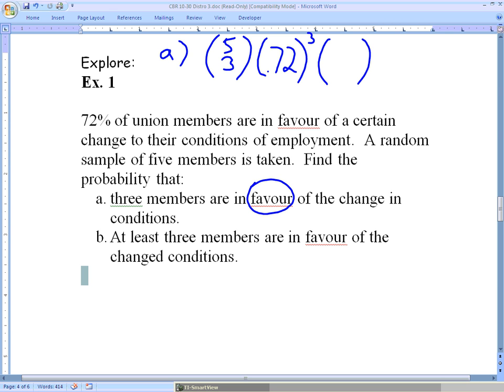Then we talk about our failures. We can do the complement, 1 minus 0.72, or 0.28. That's our probability of failure or not being in favor. And there are 2 left over. There were 5 total, 3 were in favor, so 5 minus 3 gives me 2. And that's my setup there, and then we can put this into our calculator.